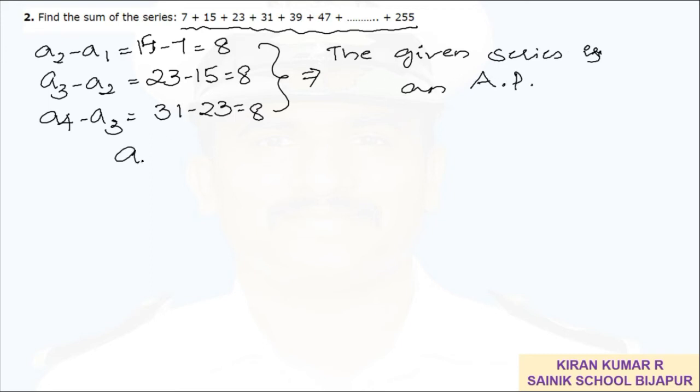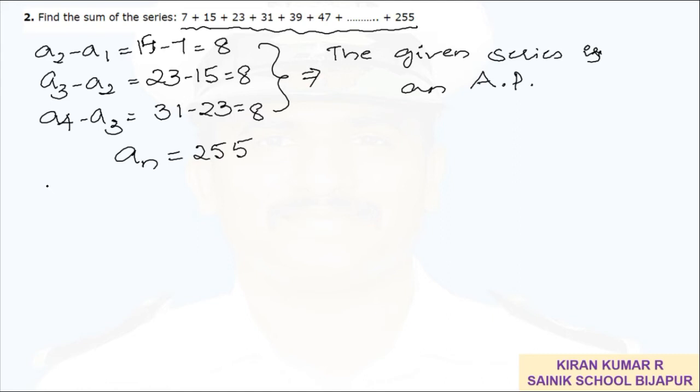Here they have given the last term, that is an, as 255. There are two methods it can be solved. I am telling you the first method. I am finding the number of terms and then finding the sum.